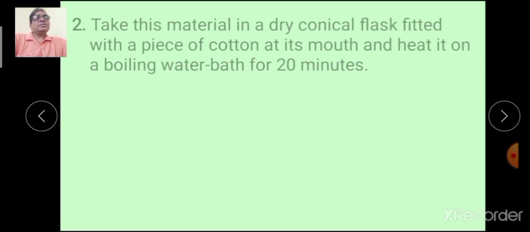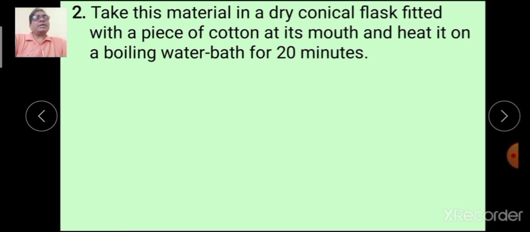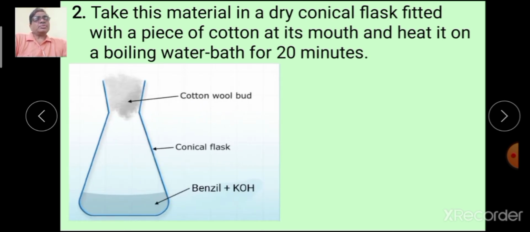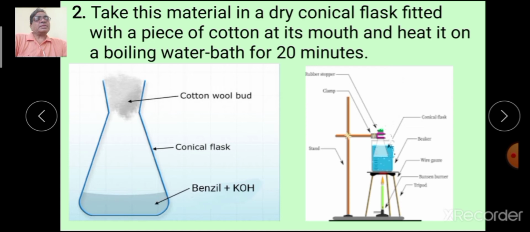Then the second step is to take this material in a dry conical flask fitted with a piece of cotton at its mouth, and then heat the flask on a boiling water bath for about 20 minutes. This is the conical flask. We have taken the Benzil and solid KOH, and cotton is kept here, and this conical flask is heated in the water bath.